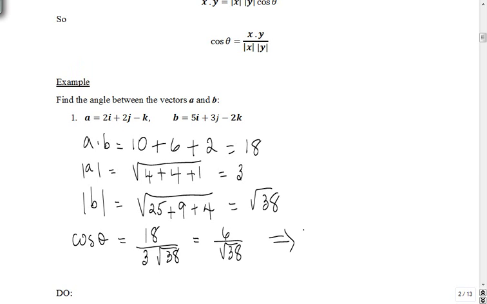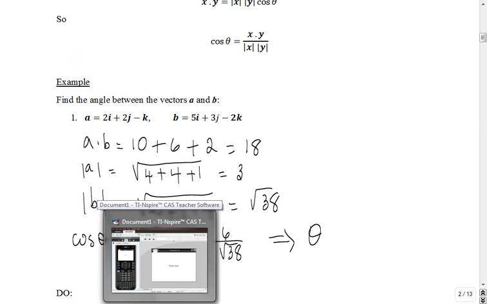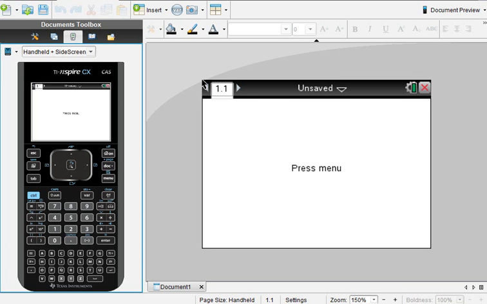So now let's find theta on your calculator. Now theta can be either given in radians or in degrees. Was it 6 over square root 38 I had there, right? Okay, let me show you first of all if you want to go to degrees, or maybe I'll just do it afterwards. But let me show you first of all how you calculate this. Okay?